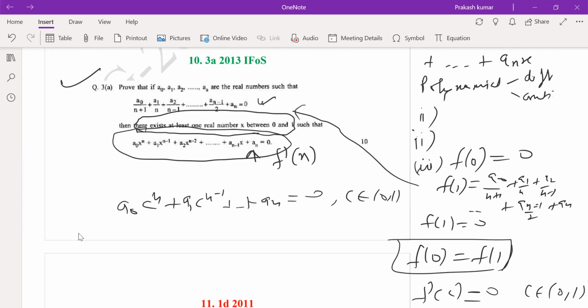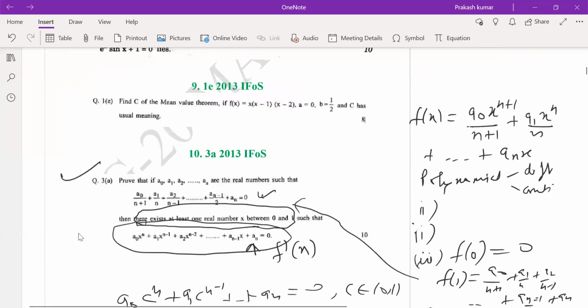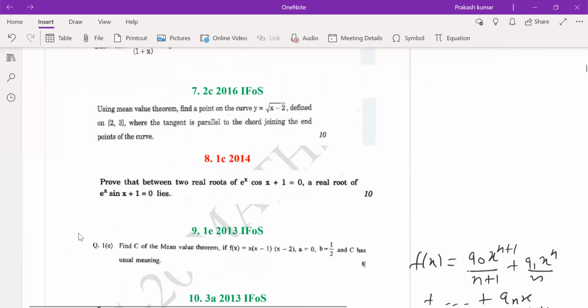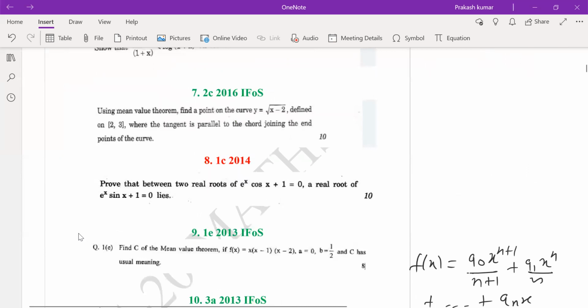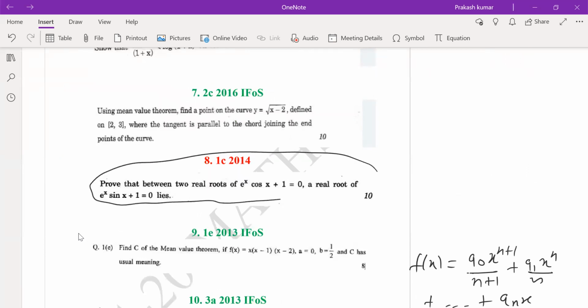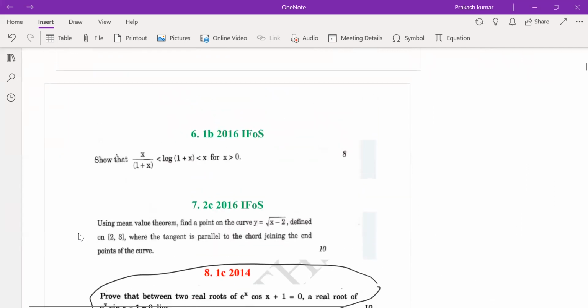So these were very, very easy questions in the exam. You can see this question is repeated. It was asked in 2018 as well as 2014, right? So we can do this.